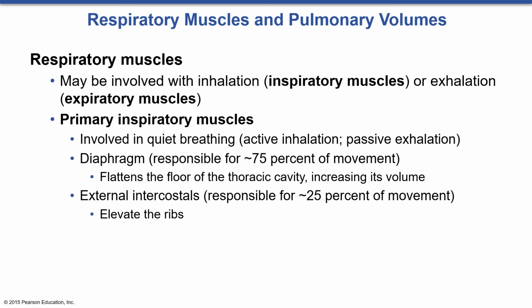The diaphragm is responsible for about 75% of the total movement, and it flattens the floor of the thoracic cavity, increasing its volume. The external intercostals are responsible for roughly 25% and elevate the ribs. Again, this is active inhalation during quiet breathing.